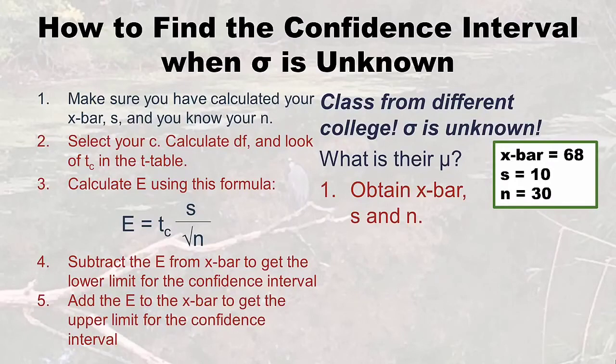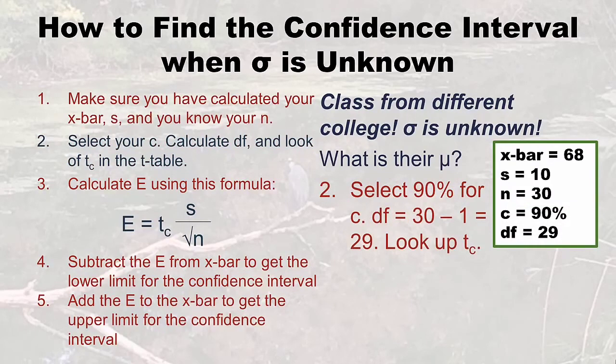So I'm pretending that at the new, different college, where we don't know the population standard deviation, they did their test and got an x bar of 68, which is a little bit better than we were doing before. I made up that the sample standard deviation was 10, and that we studied 30 people, so n equals 30. So we did step 1. We pulled together our x bar, our s, and our n.